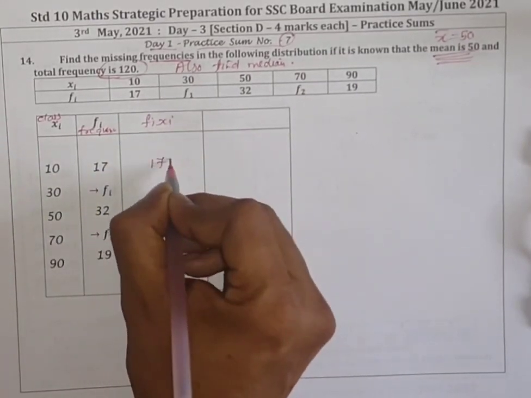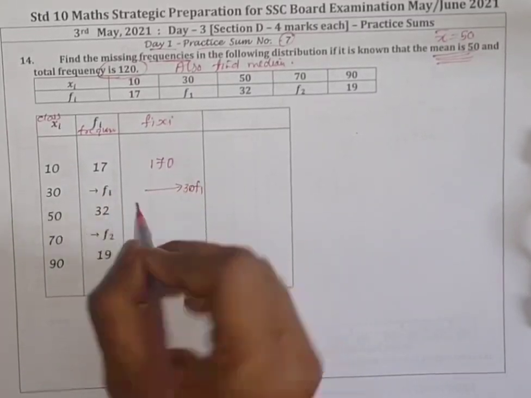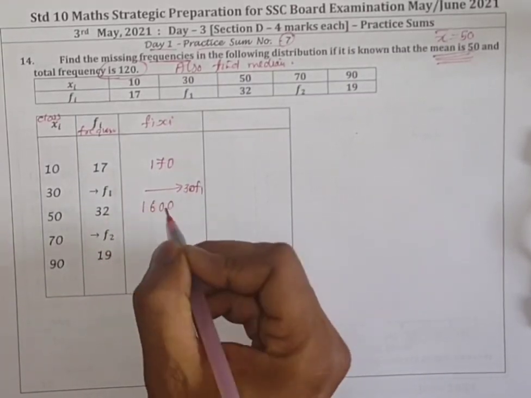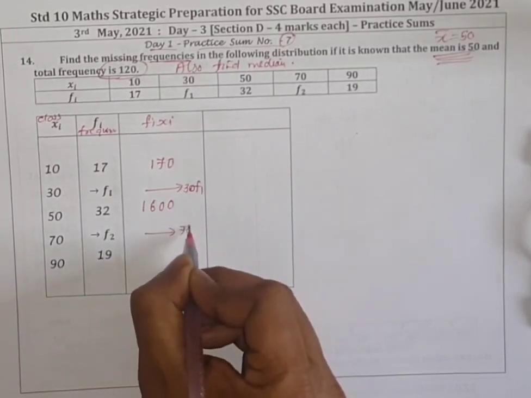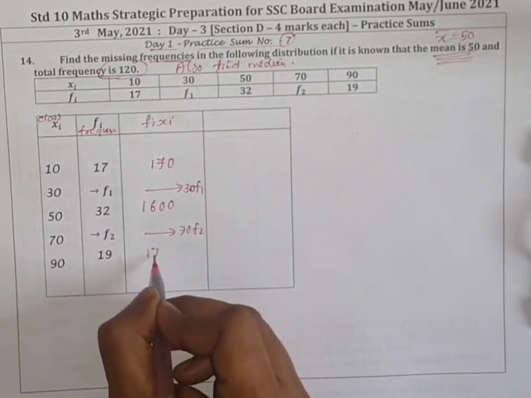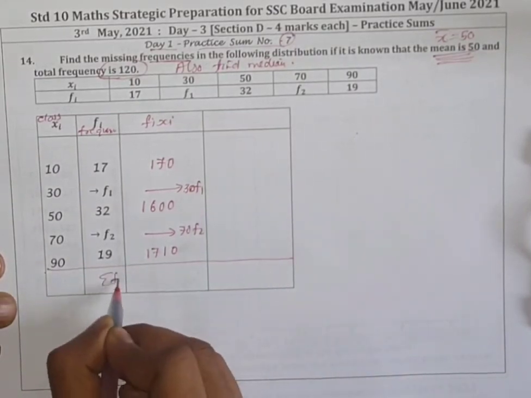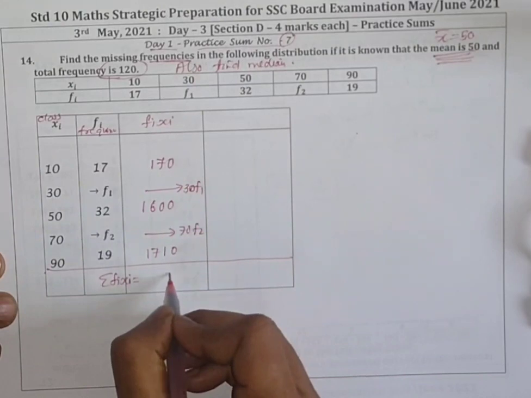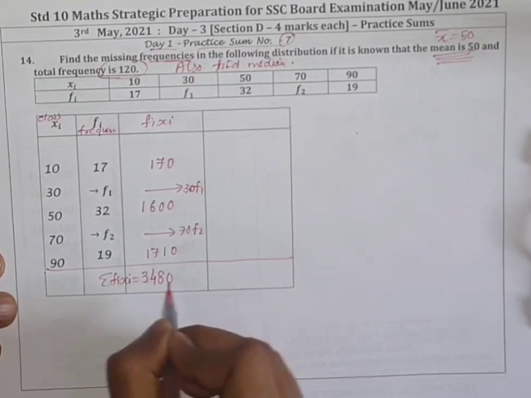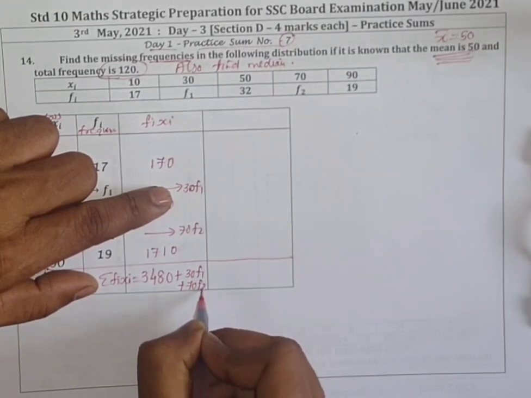17 10s are 170. This will be 30 f1. This is f1. 32 5s are 160. So 160 and 0. Now this will be 70 f2. 19 9s are 171. So 1710. Alright. Now this will give me sigma fi xi: 3480 plus 30 f1 plus 70 f2.